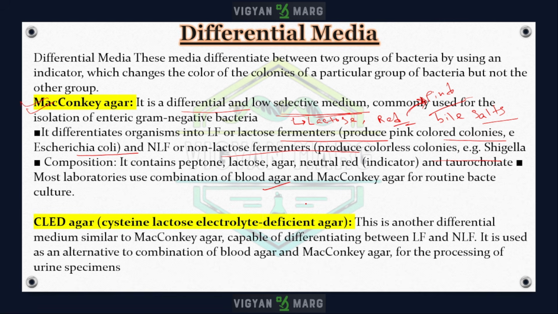I already explained the compositions. Another is cysteine lactose electrolyte deficient agar, which also differentiates lactose fermentator and non-lactose fermentator. It is specially designed for urine samples, where it reduces swarming and allows better colony differentiation. So in differential media, the presence or absence of a color change, like hemolysis, or a specific reaction helps you distinguish between groups of organisms on the same plate.